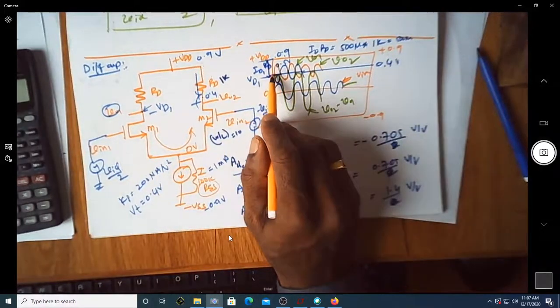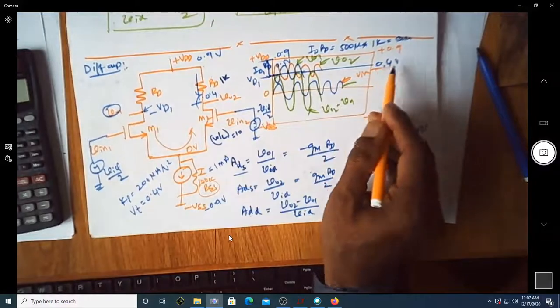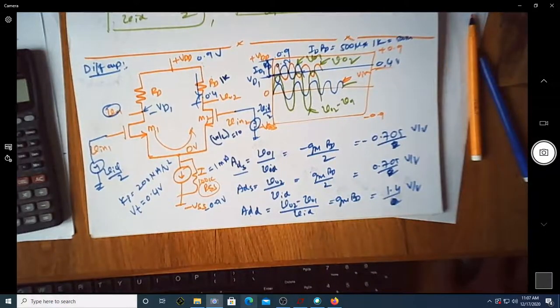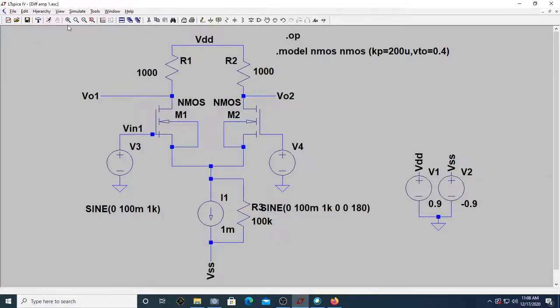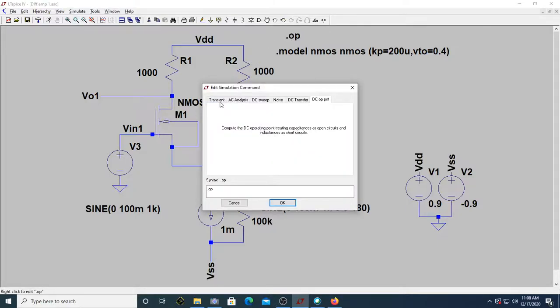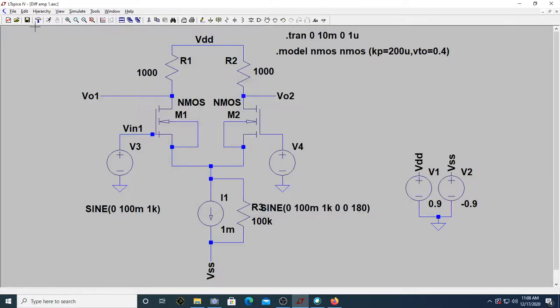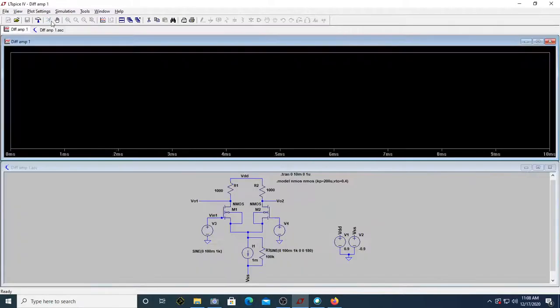That's what we saw by looking at the dot OP. Let us do dot tran and see whether there is any change in the gain of the amplifier or not. The gain of the amplifier has to be 0.7 single-ended and 1.4 differential. Okay, this is done. Let me change this to transient. This is fine. Let me save and then run it here.